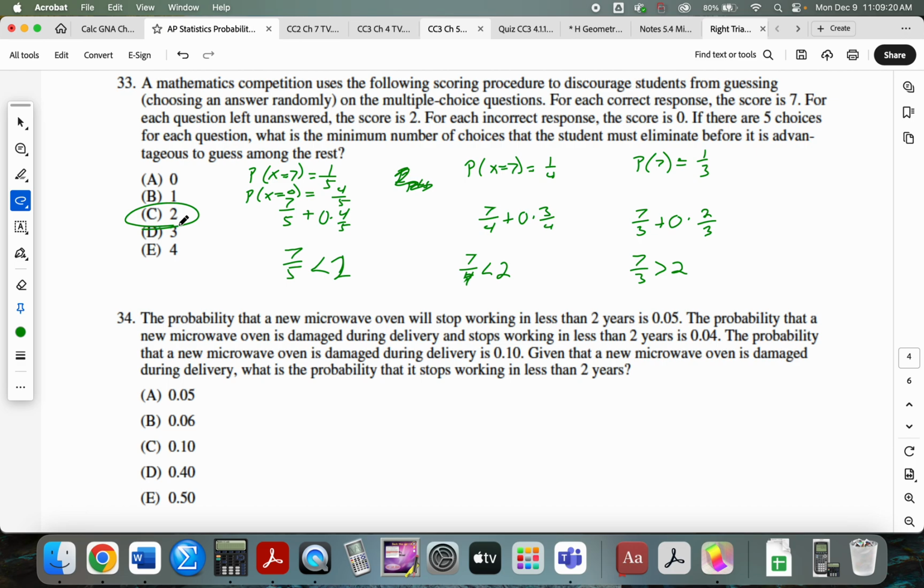No, don't do that. I think you should use this method on our tests, where if we leave it blank, we still get 2.